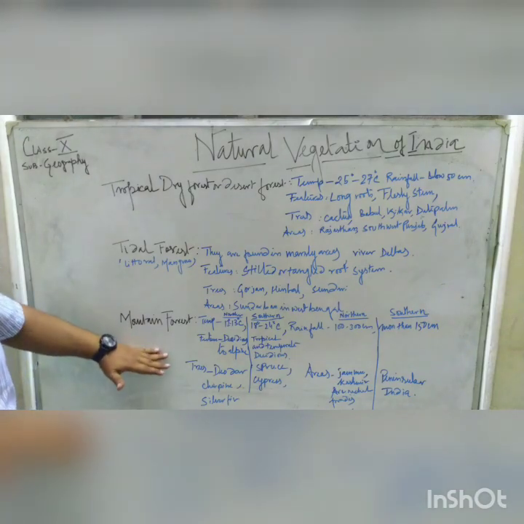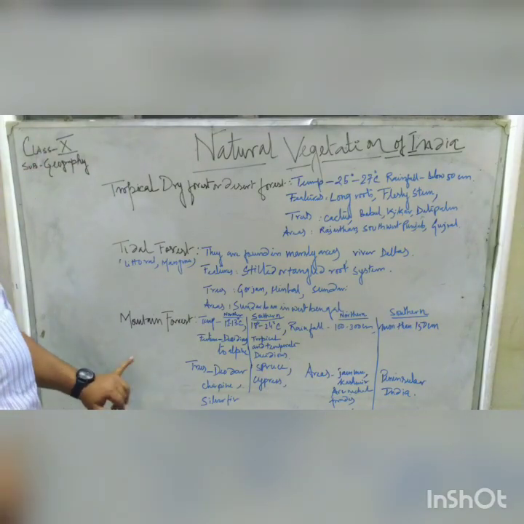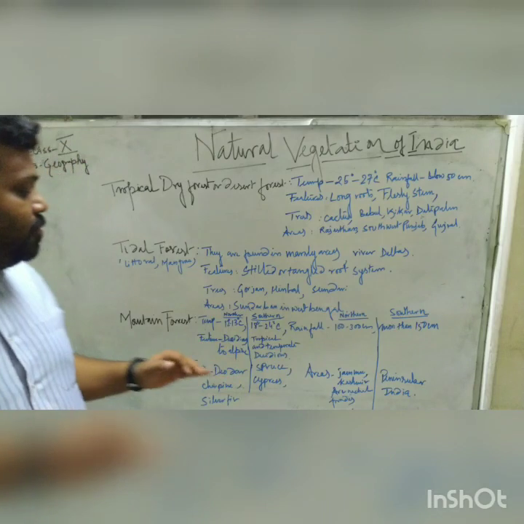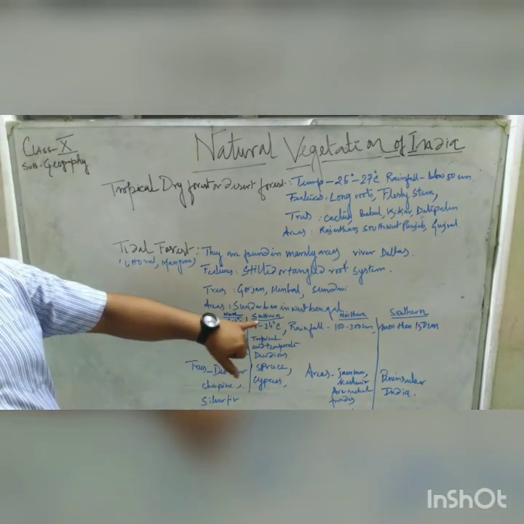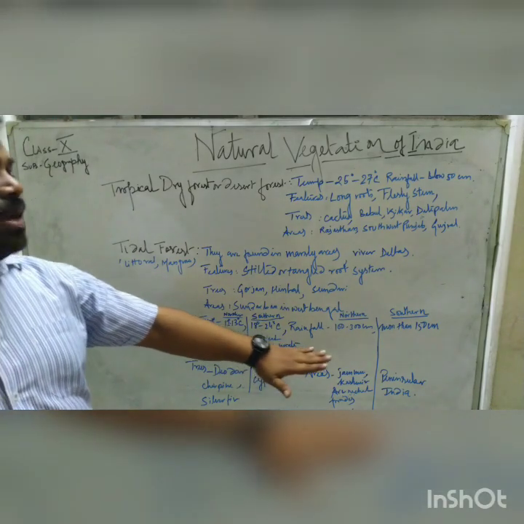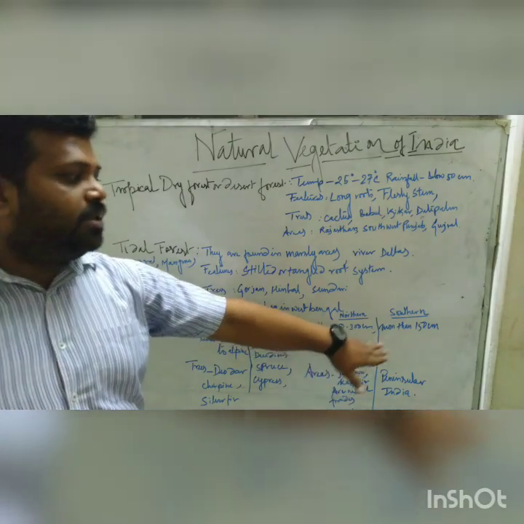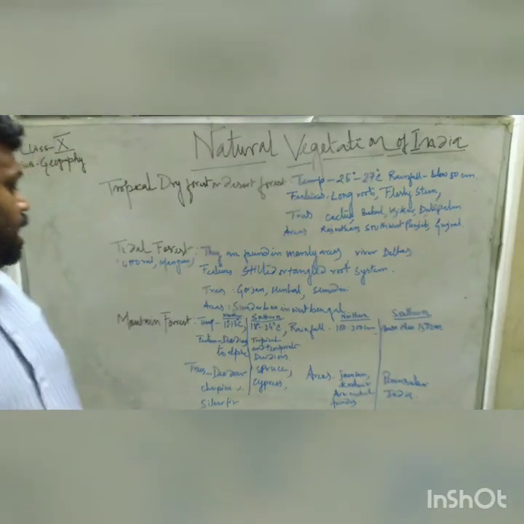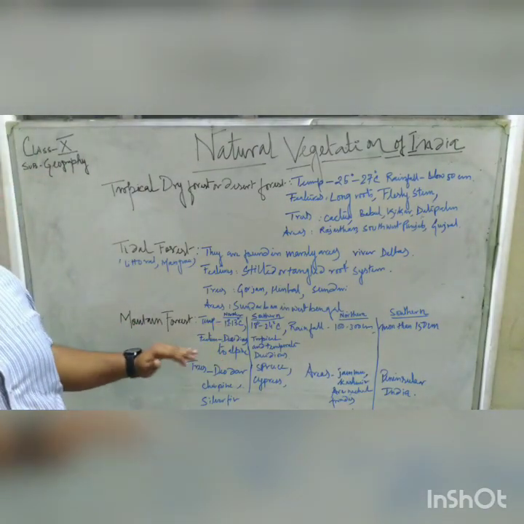Now you see the mountain forests are made to color. The mountain forest can be divided into northern mountain forest and southern mountain forest. Now the temperature required for the northern mountain forest is 12 to 13 degrees and the southern mountain forest is 18 to 24. Whereas rainfall in the northern is 100 to 300 centimeter and the southern mountain forest is more than 150.